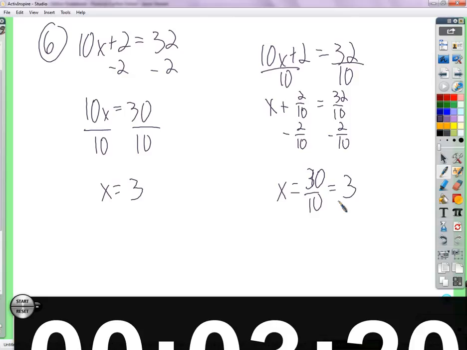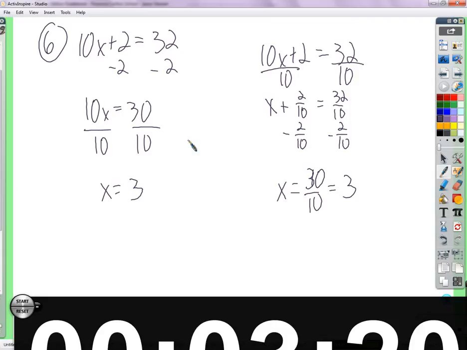So my suggestion to make these two-step equations as easy as possible would be to subtract or add, depending on what sign this is. Get 0 first, and then divide. So add or subtract to get 0, and then divide. Okay? Does that make sense?